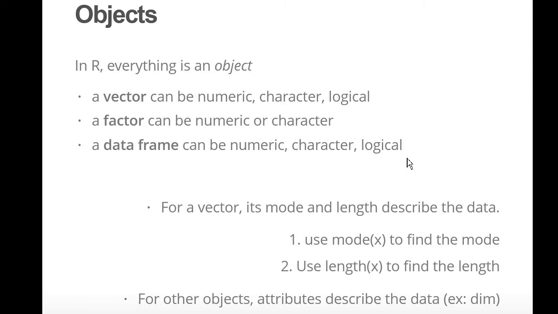If we have a vector, the mode and the length are going to describe our data. We use mode(x) to find the mode. It's going to tell us whether we're dealing with something numeric or character. And length is going to give us the length of our vector, so how many elements we have in this vector. For other objects, we like to describe the data, and there are a few ways we can do this using attributes, like dim for dimension, names to know the names of the columns, the number of rows, and the structure, str. All kinds of information we can find out.